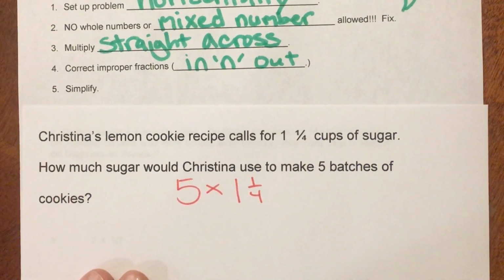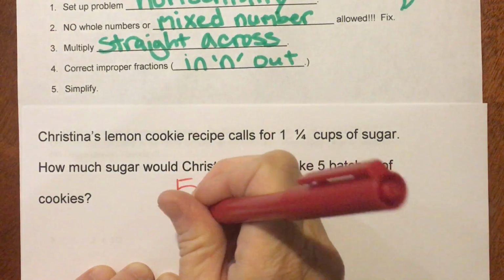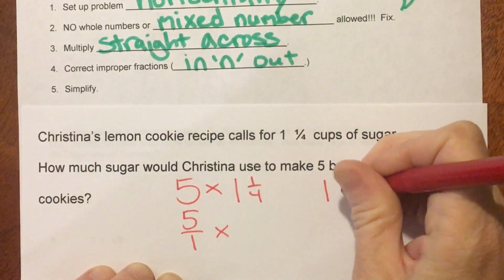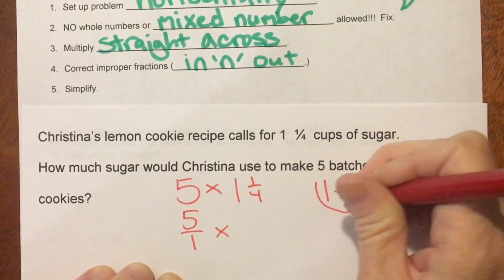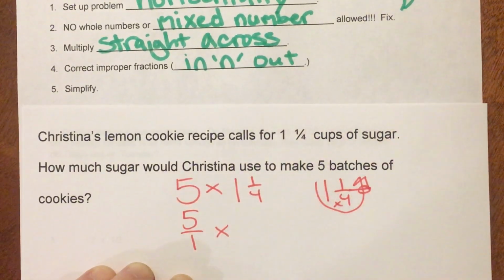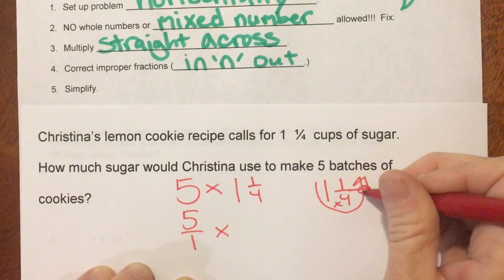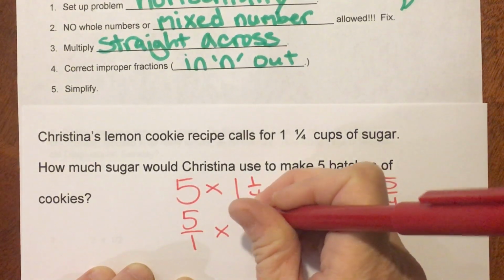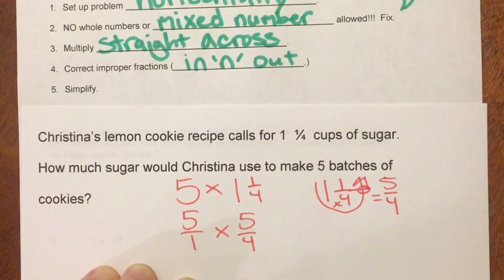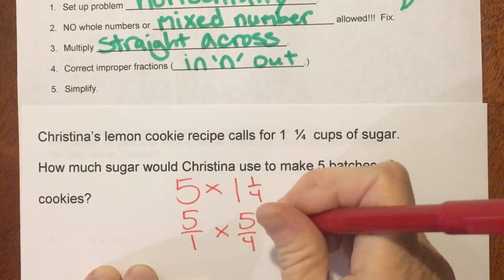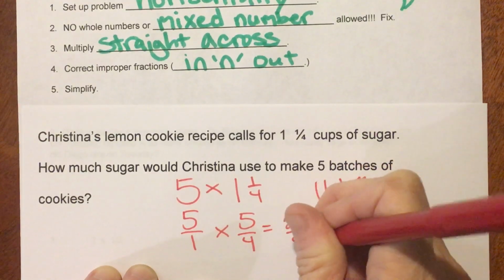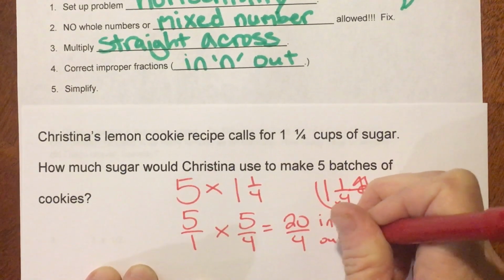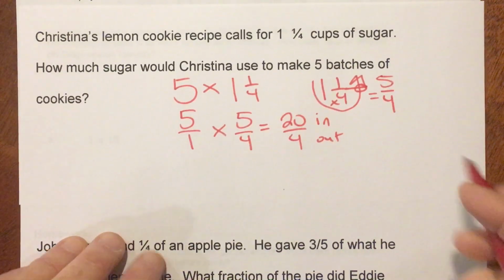Step 2 says no whole numbers or mixed numbers, so that one's an easy one to fix. I need to fix this, so I'm going to use my u. I'm going to come over here on the side and do some side work. 1 times 4 is 4, plus 1 is 5/4. Okay, step 3 says I'm going to multiply straight across, so I get 25/4. Step 4 says I'm going to use in and out to fix it since it's an improper fraction.